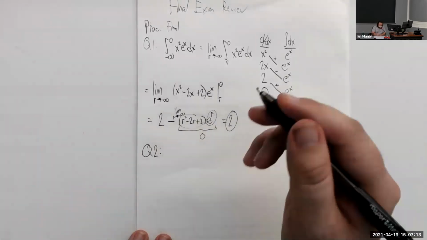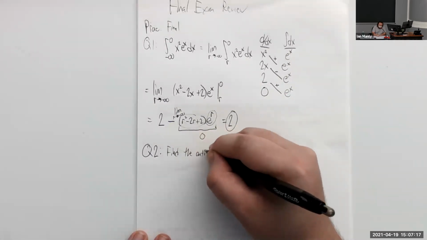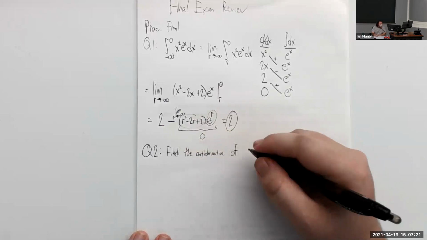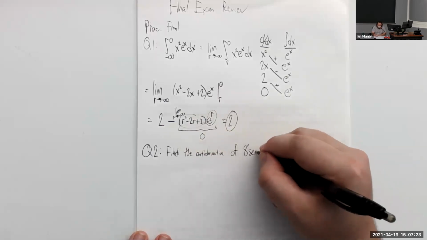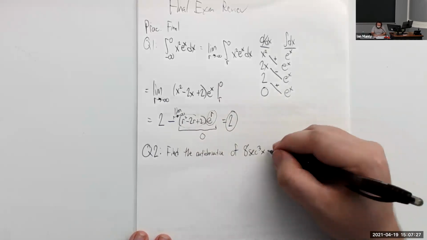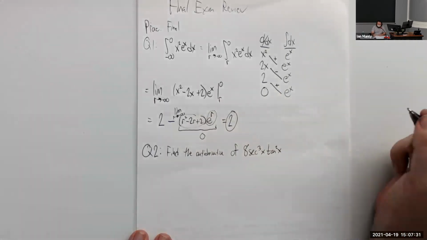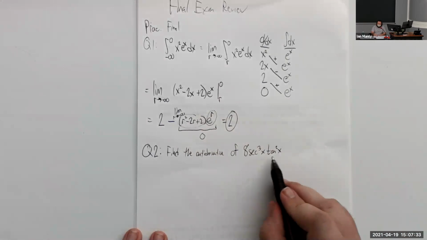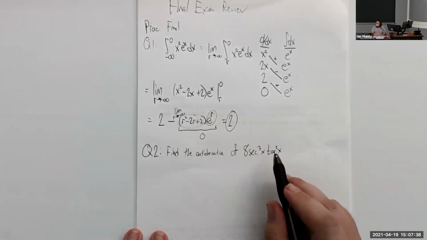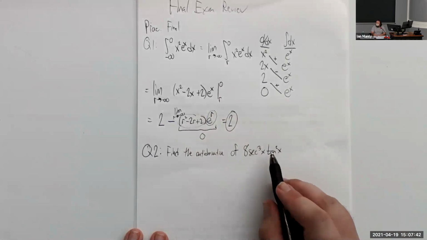All right, so this next question, find the antiderivative, so we're going to do an integral, of 8 secant cubed of x tangent squared of x. Okay, now let's see here. So this is a product of different trig functions, and we have a secant and tangent. Okay, so we have an odd power of secant and an even power of tangent.